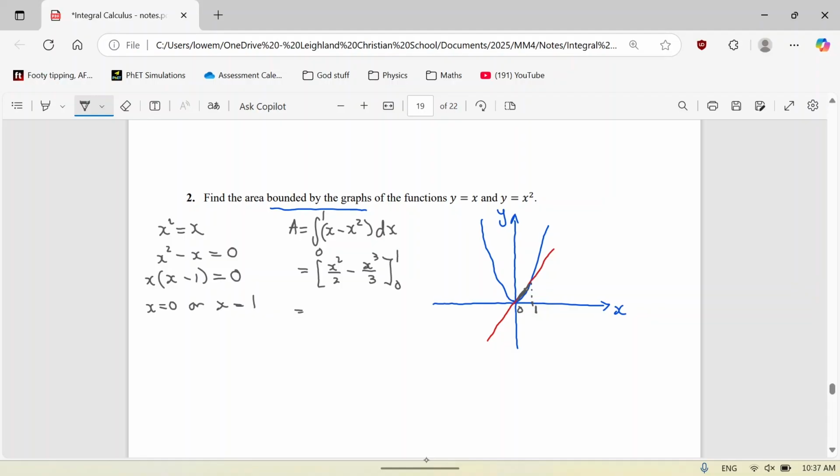Okay, integrating those, that gives us x squared over 2 minus x cubed over 3 from 0 to 1. Substituting our 1 in first, that is 1 squared over 2 minus 1 cubed over 3 minus 0, of course, when we substitute the 0 in, and so that's 1/2 minus 1/3. And if we subtract those, common denominator will be 6, so that becomes 3 over 6 minus 2 over 6, which is 1/6 units squared. That is our shaded area.